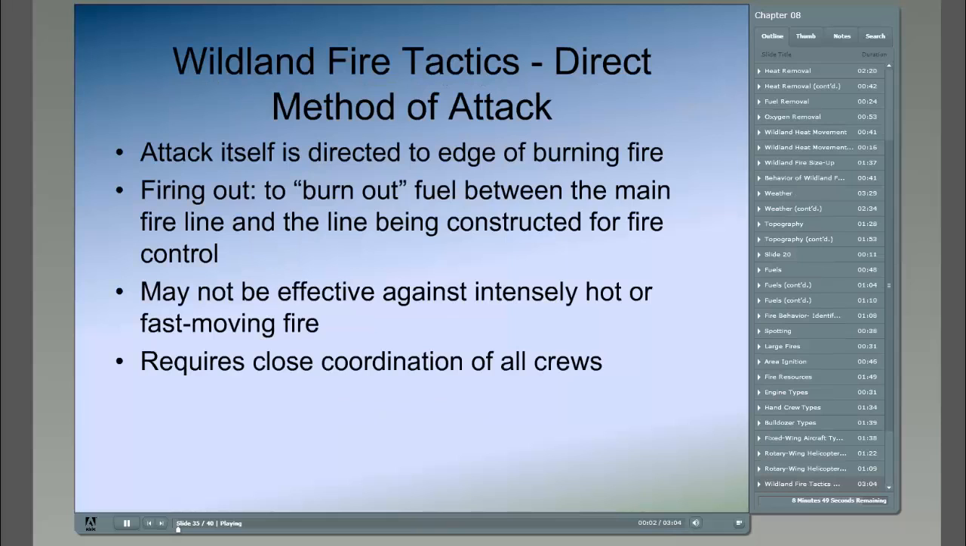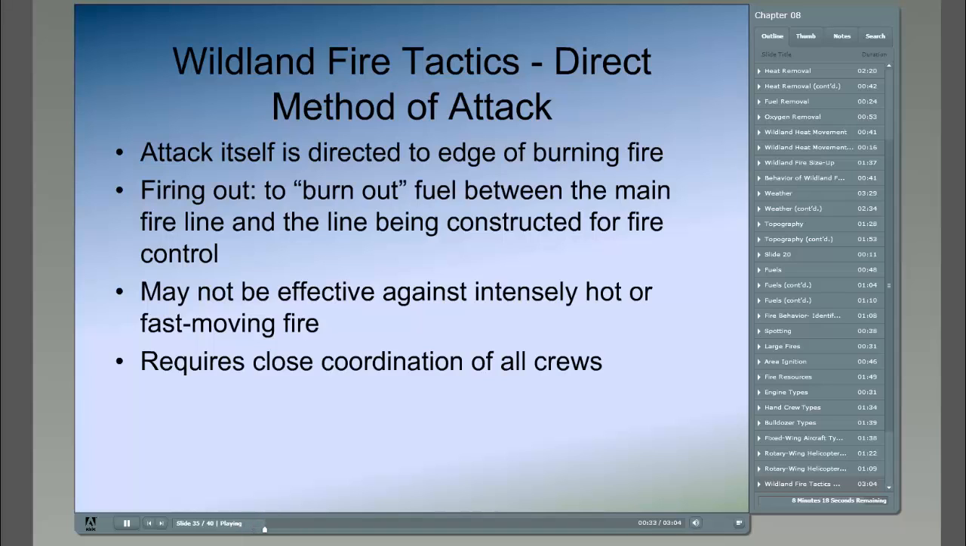The direct method of attack is where the attack itself is directed on the edge of the burning fire. Some ways to accomplish the direct method of attack are by water, chemical agents and retardants, or cooling, separating the main fire from the available fuel. For example, the water can be sprayed directly on the burning edge of the fire, or a fire can be set to burn out the fuel in advance of the main fire. This method of attack has some tactical advantages and disadvantages for firefighters.